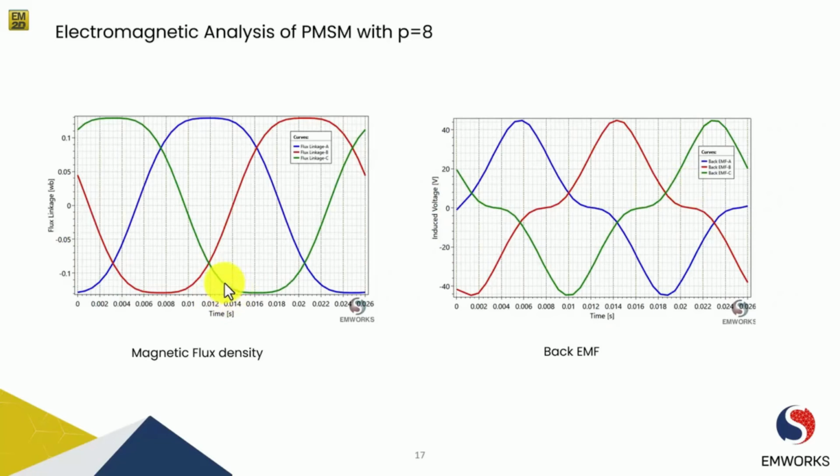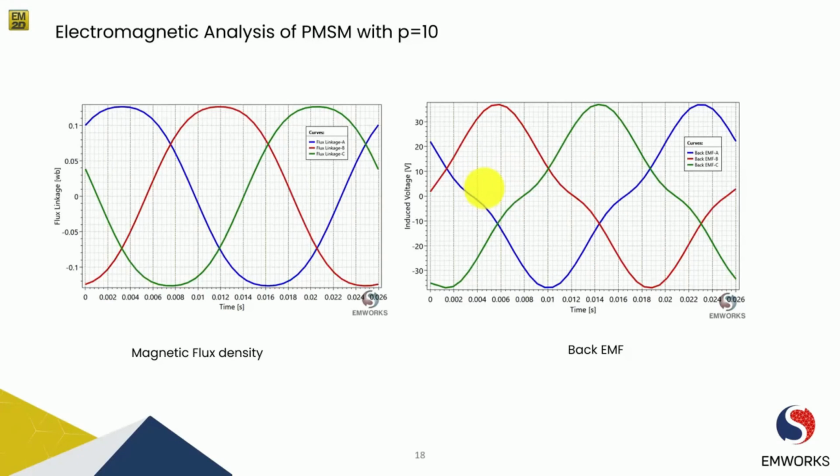We have the magnetic flux density and back EMF for a pole number of 8. So we can see the back EMF has improved. It's no longer a trapezoidal type, but we still need to look at the other results. Next, if we have a pole pair number of 10, it further improves, and of course we need to do FFT analysis to understand the harmonic components present in this waveform, but for now we can say it has improved a little better compared to the previous pole pair of 8.